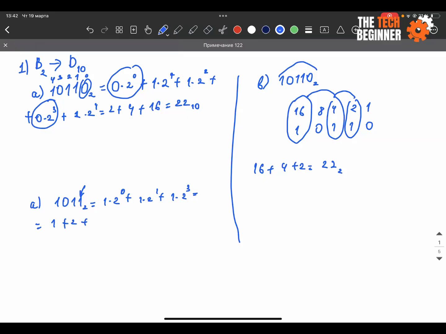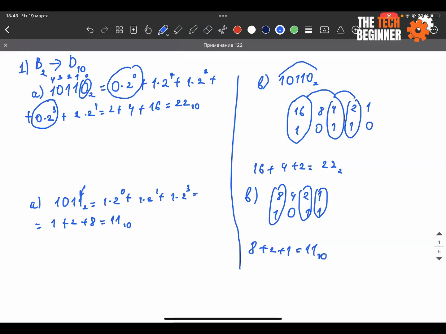Plus 2 plus 8. So that's 11. Now normal decimal number, it's 11. How about the second way? Using 1, 2, 4, 8 system. So you just put it however it is written. So 1 0 1 1. Wherever you have 1, right here, you have here, you have here. So 8 plus 2 plus 1, it's 11. So guys, this is how we convert from binary to decimal number.